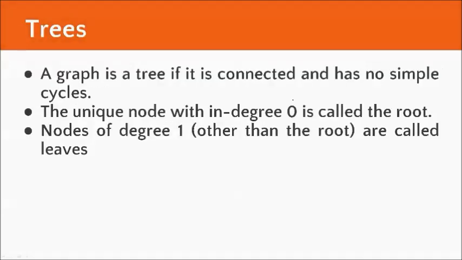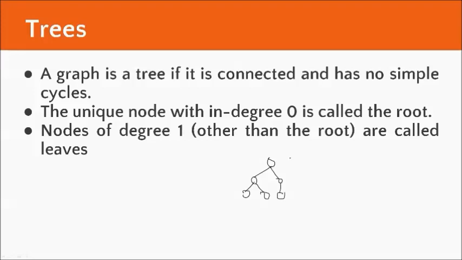So next is a tree. A graph is a tree if it's connected and has no simple cycles. The unique node with in-degree 0 is called the root. So for example, I have a binary tree. Okay, this one is a binary tree here. Okay, so this one is called the root. In-degree 0 because this is the root or the topmost.